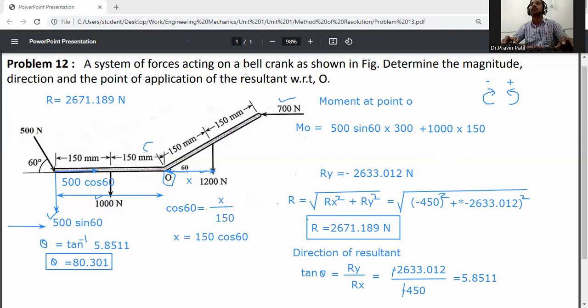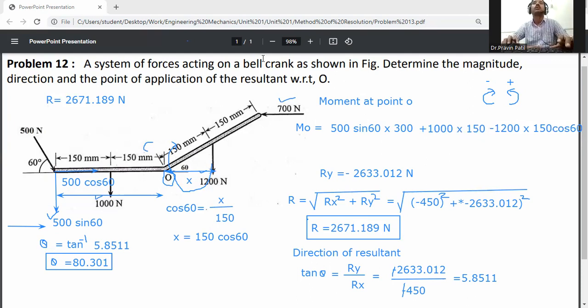Now the second one, that's 1200 Newton. How is it rotating? It is in the clockwise direction, so it will be negative. So minus 1200 into 150 cos 60. The perpendicular distance is 150 cos 60.